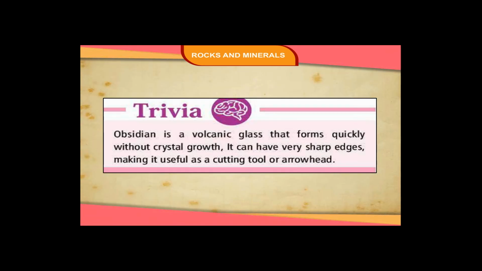Trivia: obsidian is a volcanic glass that forms quickly without crystal growth. It can have very sharp edges, making it useful as a cutting tool or arrowhead.